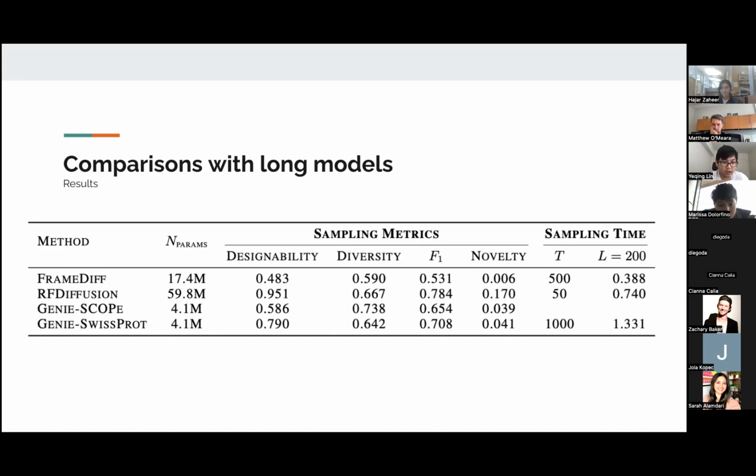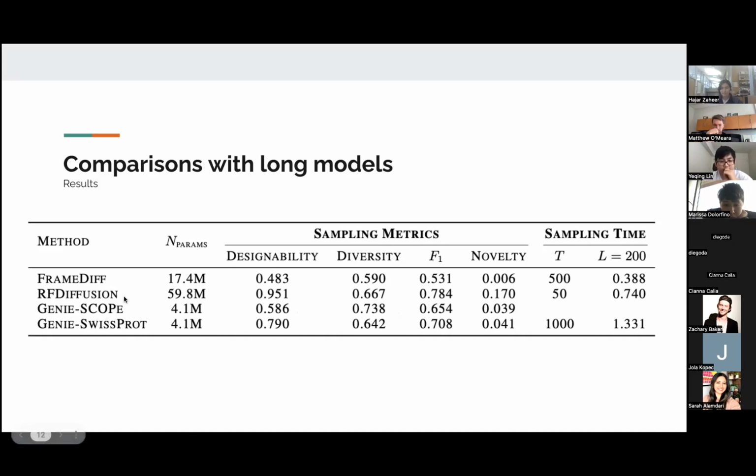As we can see here, Genie is performing better than FrameDiff in terms of designability, diversity, and F1 score, as well as novelty. And an interesting thing here is that the number of parameters Genie uses is much smaller compared to FrameDiff. And if you compare Genie-SCOPe with FrameDiff, the amount of training data we use is also smaller than FrameDiff, yet the performance is also better than FrameDiff. So that's one key takeaway from it.